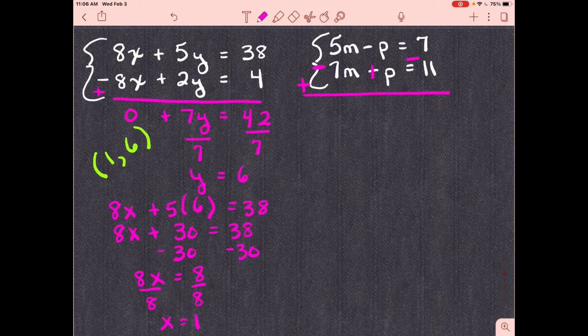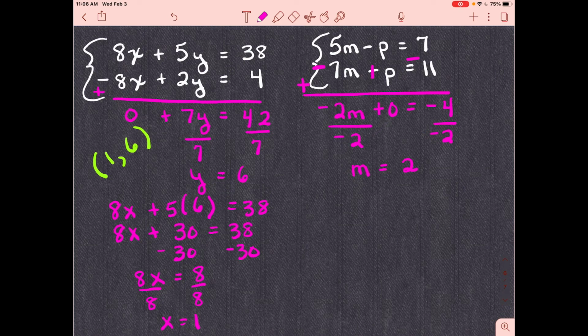Notice that 5m and negative 7m are going to give me a negative 2m. Negative p and positive p are just going to give me a 0, right? And 7 and negative 11 gives me a negative 4. All right, ignoring that plus 0 because it really doesn't affect us, I want to divide by negative 2 to get m by itself. And so I'm going to get m equals a positive 2. All right, that's half the work.